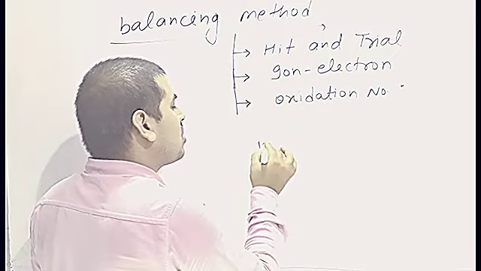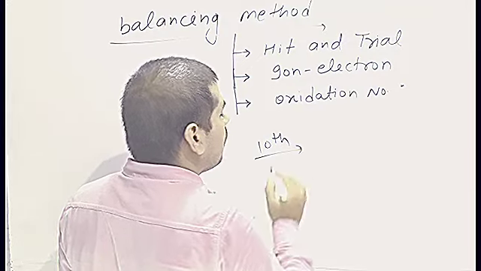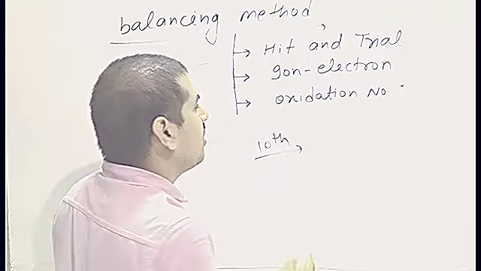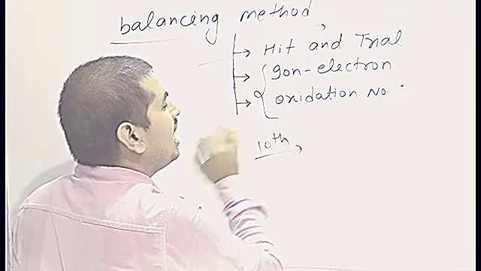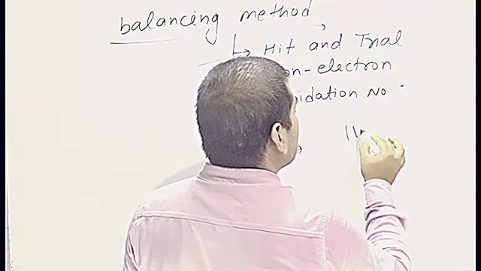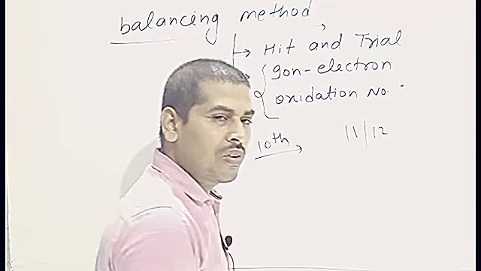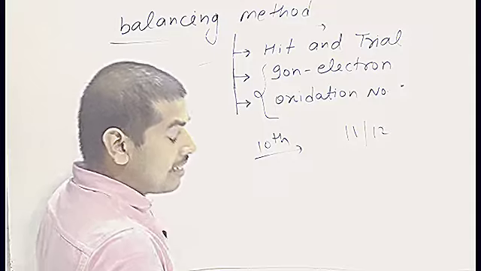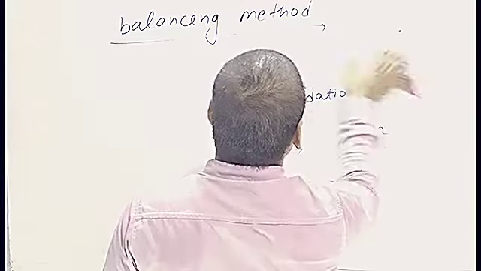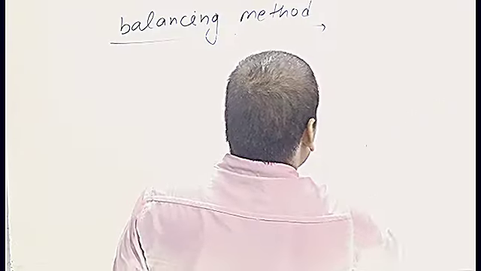But in class 10th we have to read only the hit and trial method. The ion electron method and oxidation number method are part of class 11th and 12th. Okay, so let's see some examples based on hit and trial method.